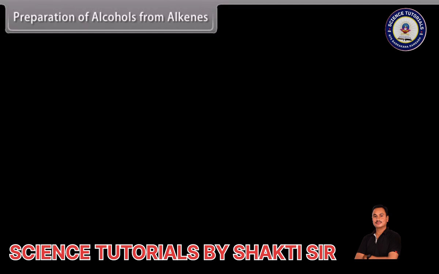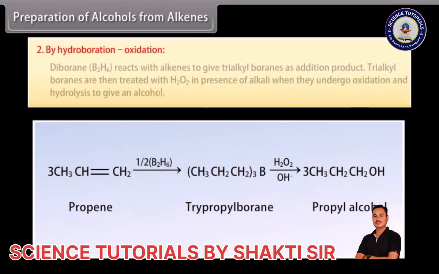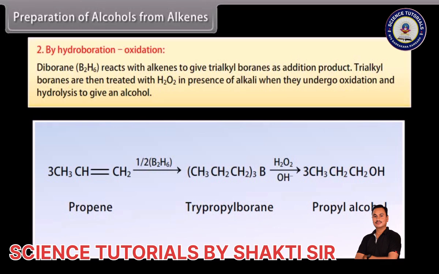From alkenes. By hydroboration oxidation. Diborane reacts with alkenes to give trialkyl boranes as addition product. Trialkyl boranes are then treated with hydrogen peroxide in presence of alkali, when they undergo oxidation and hydrolysis to give an alcohol.